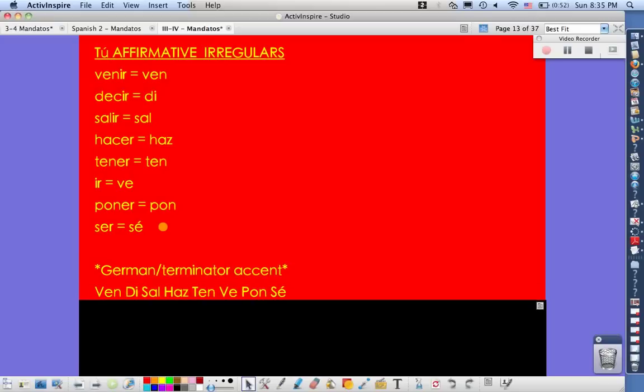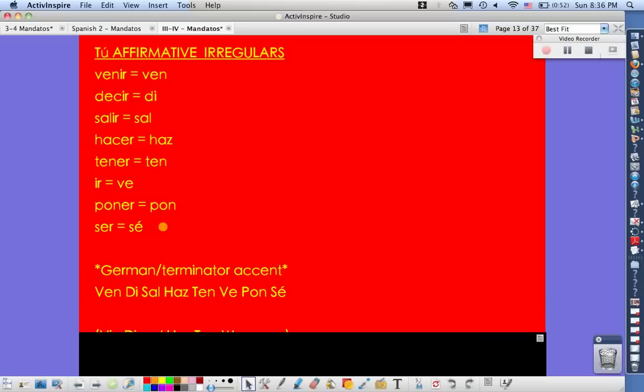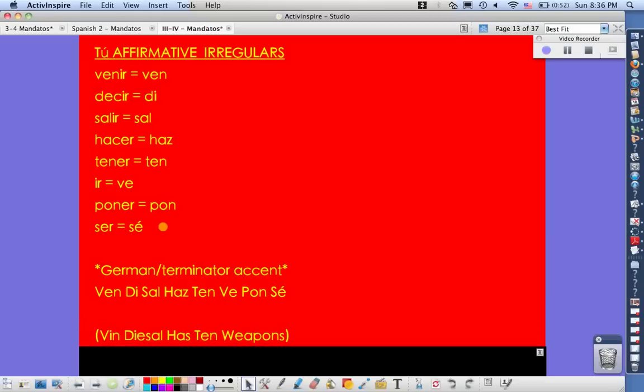Going through the list: Vin Diesel has ten weapons. Vin Diesel has ten weapons. Ben Diesel has ten weapons. That should help you to remember those affirmative irregulars. Pretty nifty, isn't it?